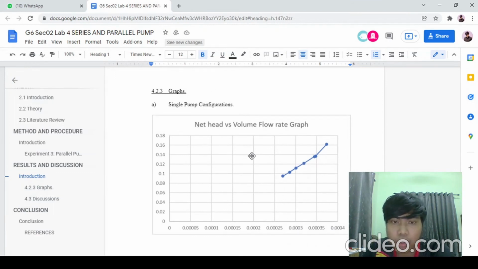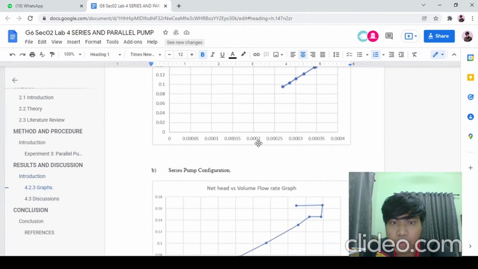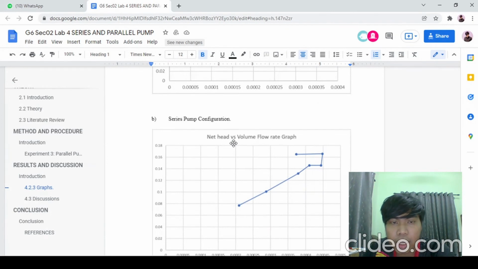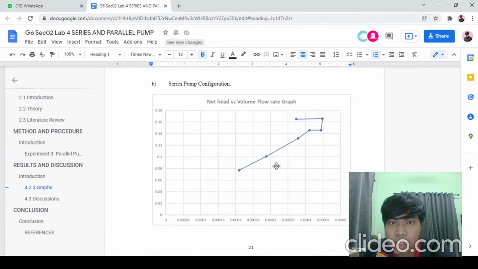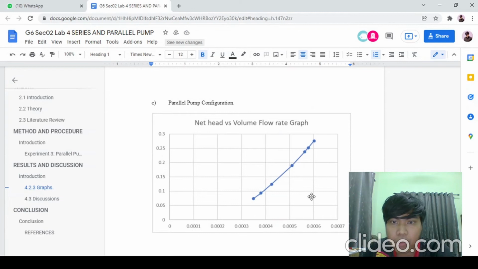And next we go to the graphs. This is the graph that we get for the single pump configuration, and then this is for the series pump configuration, and the last one is the parallel pump configuration.